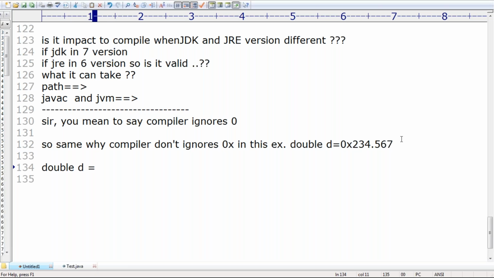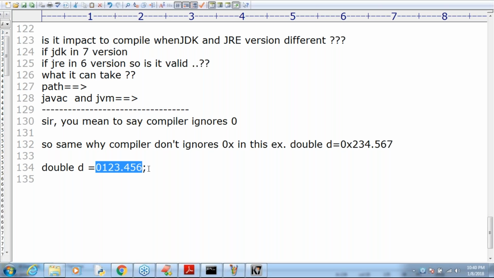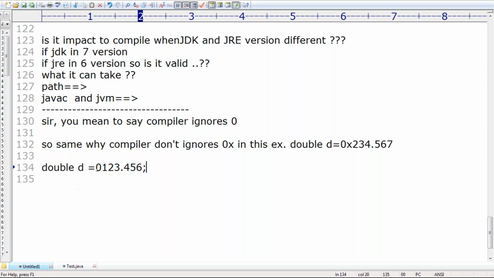double d = 0123.456. Is it a valid number or not? Yes, it's a valid number. In decimal it is valid, no problem at all. But if I take 0x, is it a valid number? Can you please tell? It is not a valid number. That's why the compiler is raising the problem.